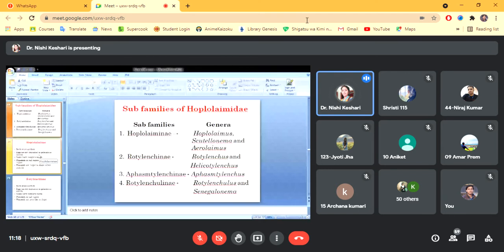Now the next family is Pratylenchidae. This is also very important because of Pratylenchus, the lesion nematode, and Hirschmanniella, the root rot nematode of paddy. Only this nematode is able to survive in flooded conditions. Then, ma'am, again the slide is not changing. It is happening, I am not keeping it in display mode because of this.